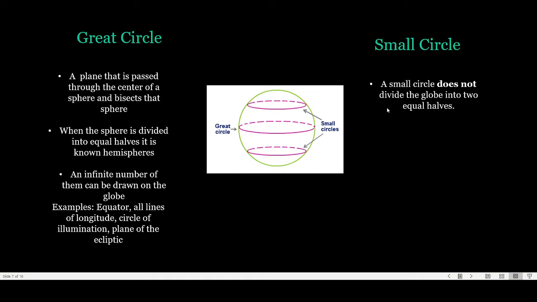Also, we have the small circle. So a small circle does not divide the globe into two equal halves. So all lines of latitude except the equator are small circles.